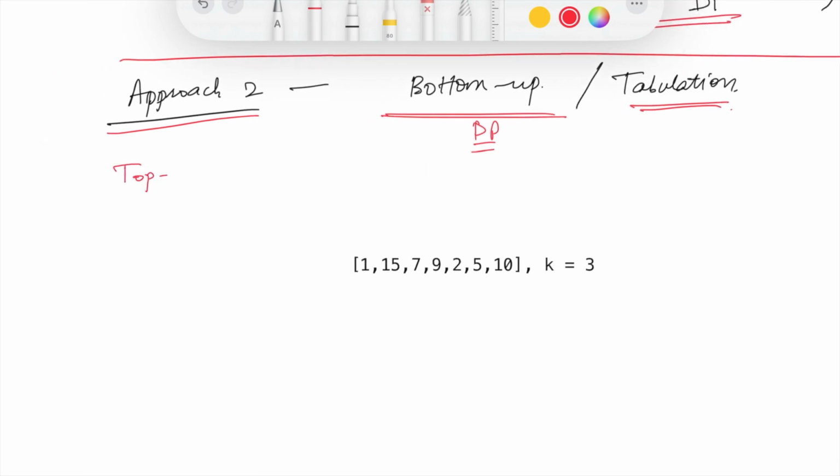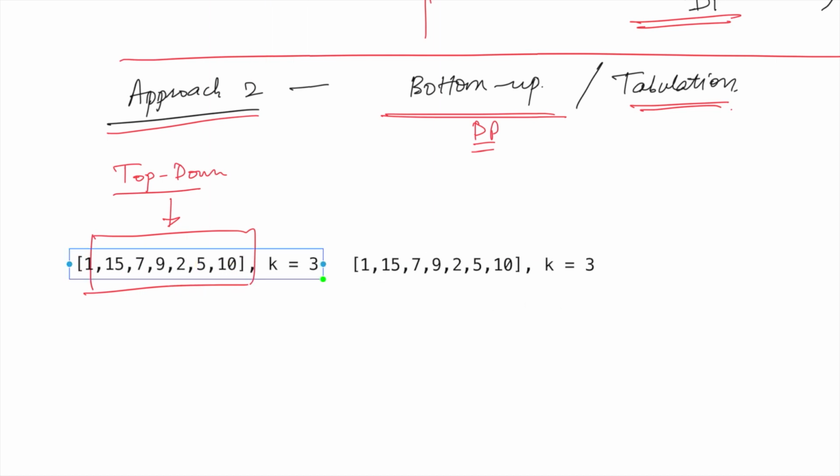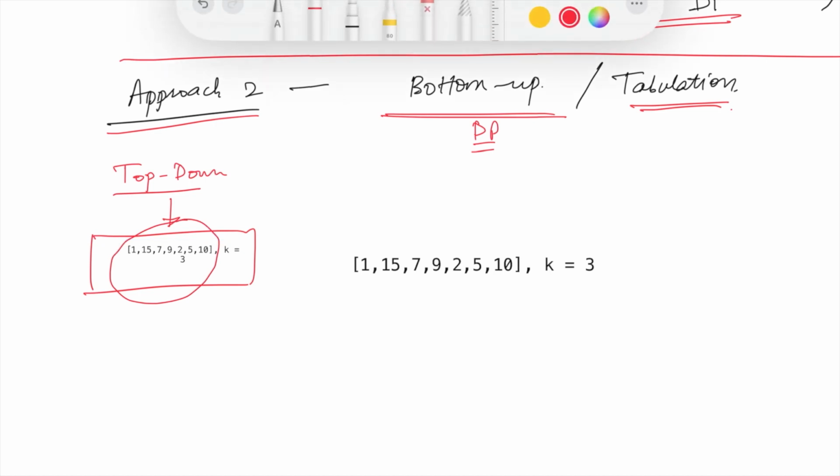In the top-down approach, we saw that we have a bigger problem, that is a complete array we have to solve. And to solve this complete array, we want the solution of this, and the solution of this we can get by solving some part of this array, and then we make a call to a helper function that gets me the answer of this. From the bigger problem, we are moving to a small problem, okay, for the value of k equal to 3.